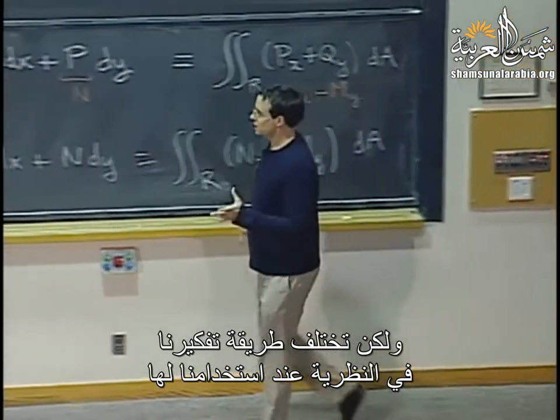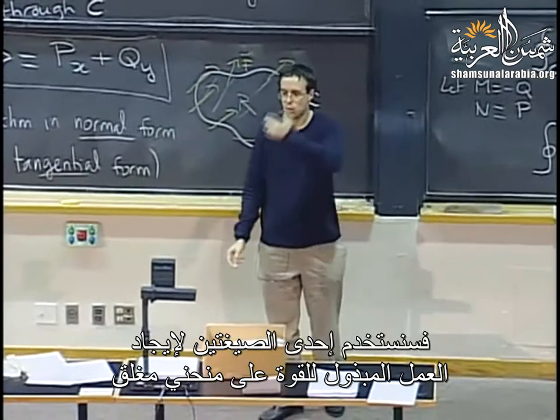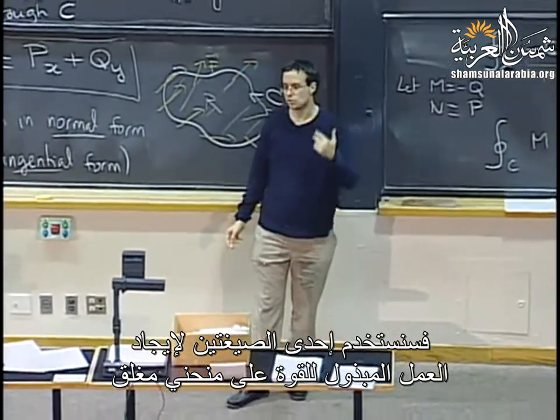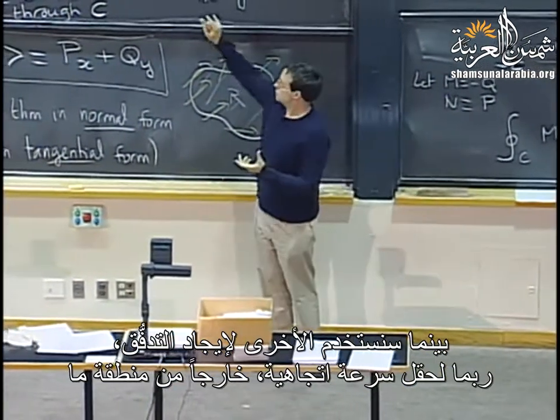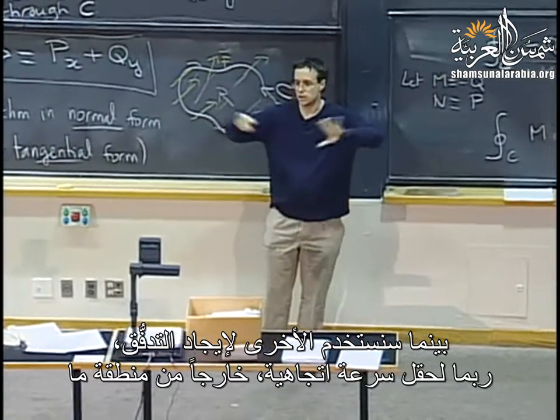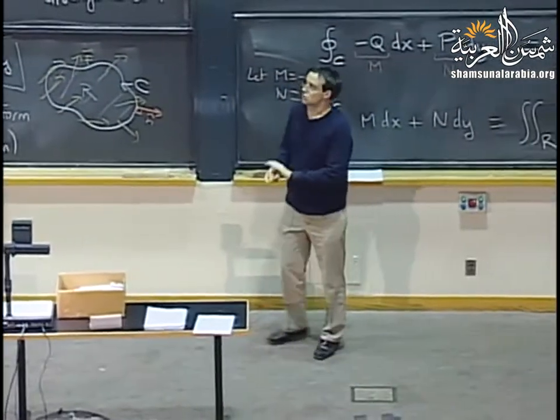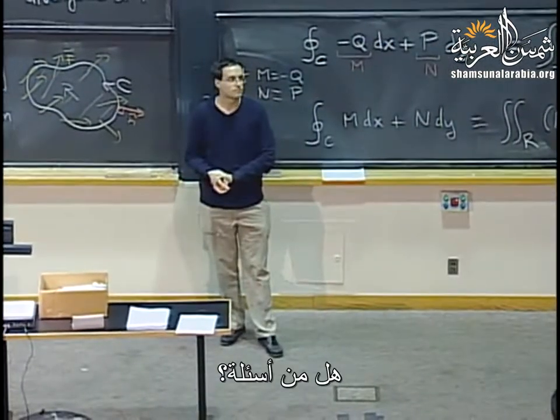But the way we think about it when we use it is different, because one of them computes the work done by a force along a closed curve. The other one computes the flux, maybe of a velocity field, out of a closed region. Okay, questions?